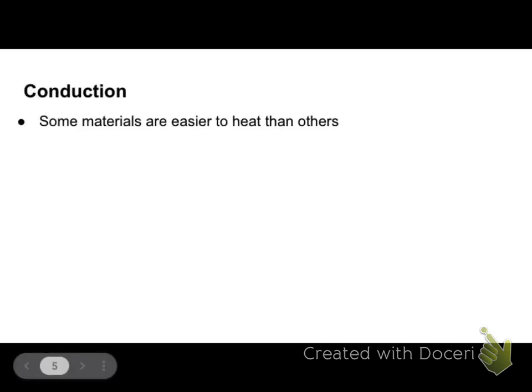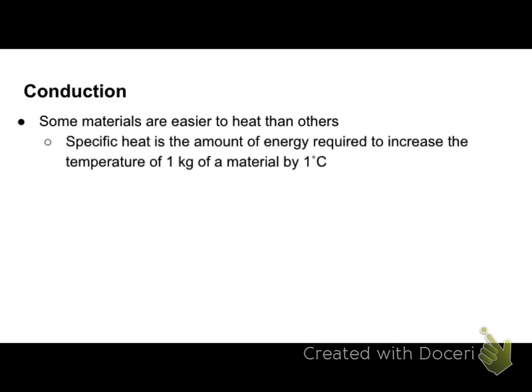Some materials are easier to heat than others. Specific heat is a measurement that we use to describe how easy it is to heat something up. The specific heat of something is how much energy is required to increase the temperature of 1 kilogram of that material by 1 degree Celsius. So if you had a kilogram of gold and you measured how much energy you put into it until it reached 1 degree Celsius higher than where you started, you would know the specific heat of that chunk of gold.